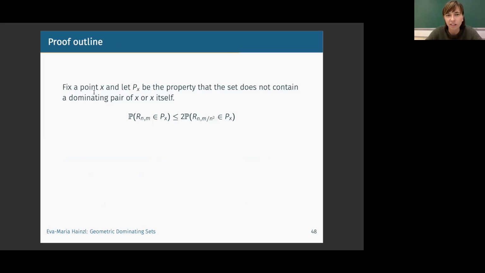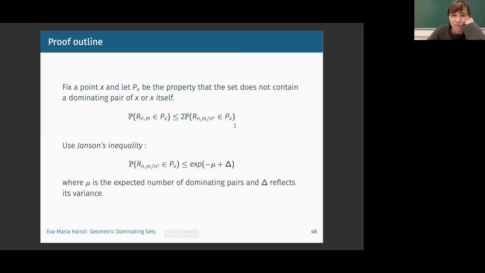And we will do this essentially just with tools that I've shown you. First, we fix a point X, and we define P_X to be the property that this point X is not in the random point set R_m, and there's no dominating pair of X in R_m. And then we compute the probability that the binomial random point set with success probability m over n squared satisfies this property.